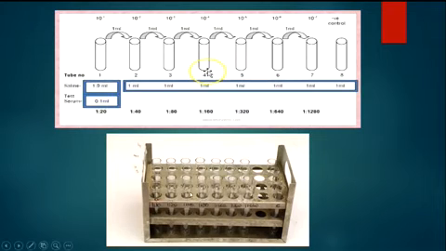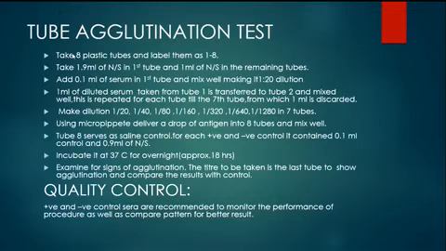After adding the antigen, we're going to incubate this set of tubes at 37 degrees Celsius or at room temperature for about 18 hours, that is overnight. And then we're going to look for the signs of agglutination. The titer to be taken is the last tube to show agglutination, and we compare the results with the control. So why is the control important? Positive and negative control sera are recommended to monitor the performance of the procedure as well as to compare the pattern for better results.